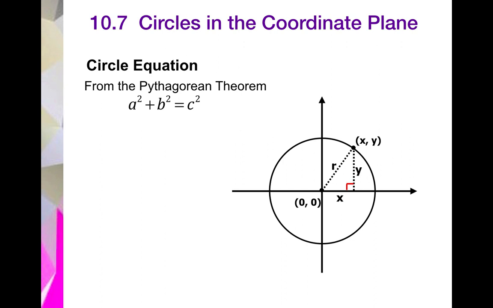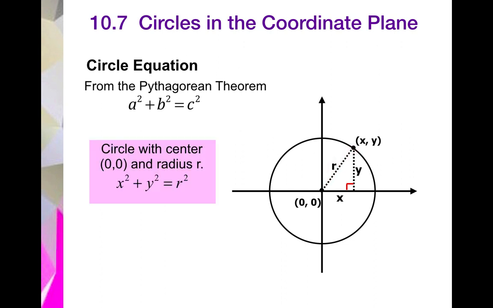From the Pythagorean theorem, we've got a squared plus b squared equals c squared. So we have x is one leg, y is the other leg, and the hypotenuse is the radius. So for a circle with center 0, 0 and radius r, any point on the circle, doesn't matter where we are on the circle, is going to satisfy x squared plus y squared equal to the radius squared, and that's because of the Pythagorean theorem.